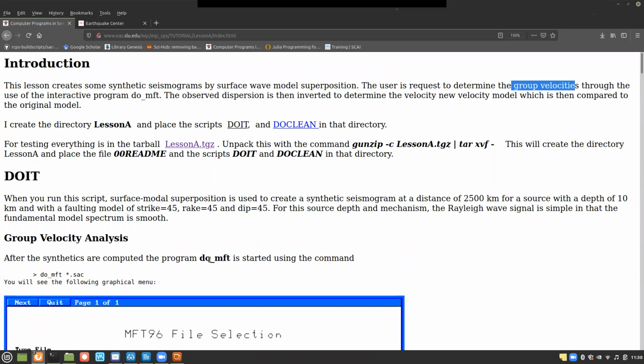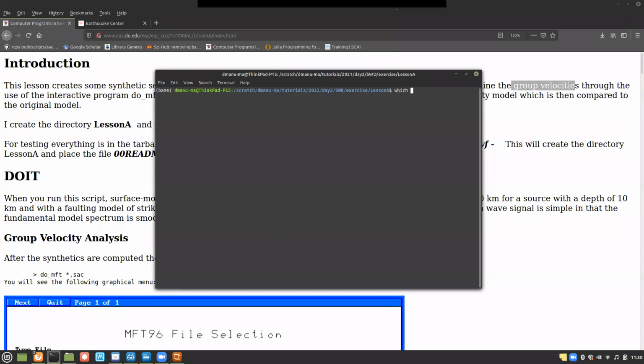So say do MFT, you can check if you have the do MFT just by, so, I have installed it. It's called programs 3330. So I have the do MFT, everything. So I just go ahead and just run the do it.